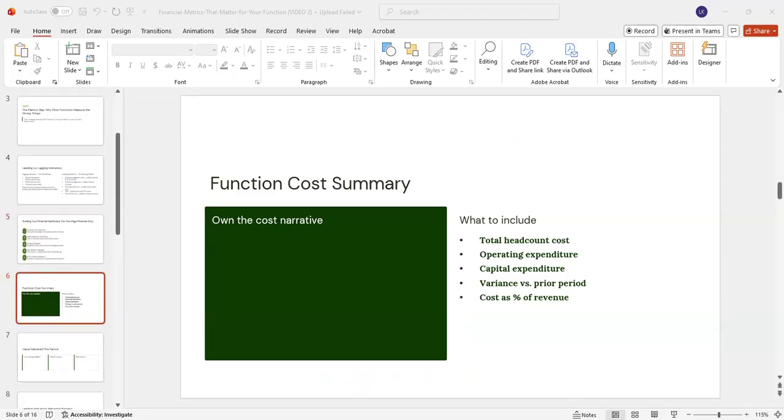So let's go through each of these items, and let's start with the function cost summary. The cost summary is your opportunity to lead the conversation and not react to comments from the finance team. It's your chance to look at the total cost, make sure you understand each element, and present it in a way that's favorable to you. Because if you don't, you can be sure somebody else will frame it, and chances are they may not frame it as favorably as you.